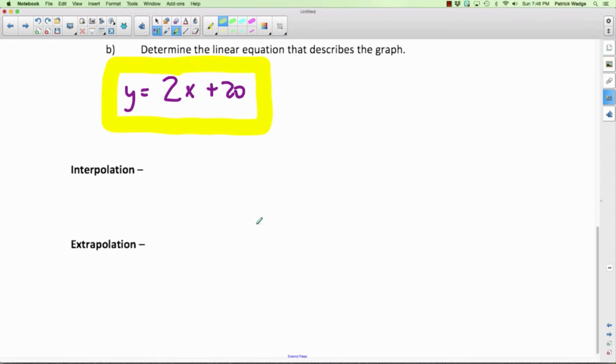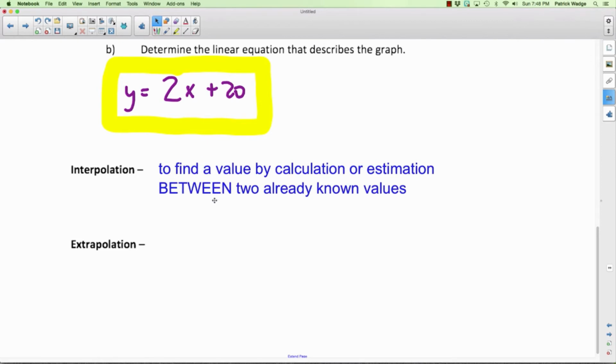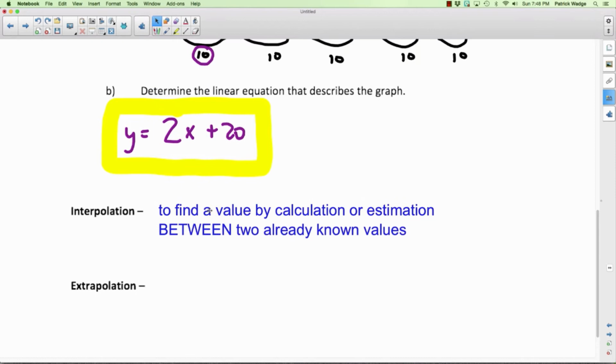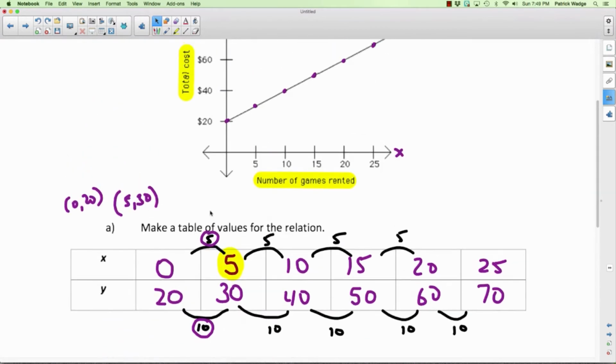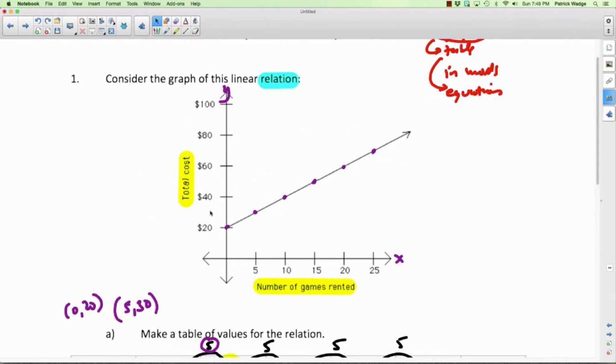All right, interpolation and extrapolation. They're very similar, but a little different. Interpolation is when you want to find a value by calculation or estimation between two already known values. I know that's confusing, but let me explain. Let's say you had this exact graph right here, with these points, the 5, the 10, the 15, the 20, the 25, and then they join them with a line, right? Because it's a linear relation.